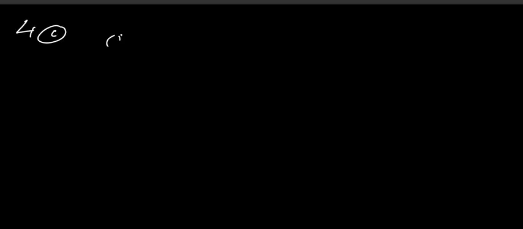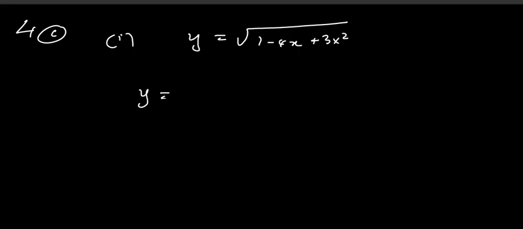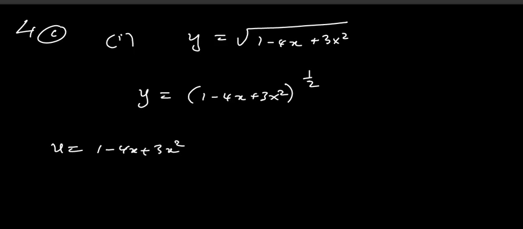The first one is y is equal to the root of 1 minus 4x plus 3x squared. So this carries 4 marks, so I'll show you the standard way to do it here. 1 minus 4x then plus 3x squared, to the power half. You let the inside part be equal to u, that's 1 minus 4x plus 3x squared, meaning y is now u to the power half.